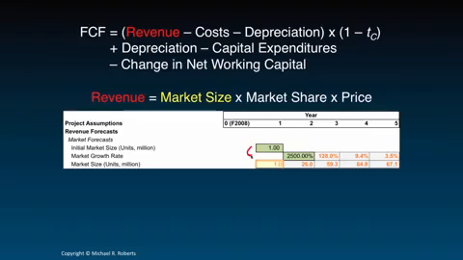I can use these two assumptions about the market to compute a market size in terms of millions of units. Just 1 million in the first year. That's going to grow by 2,500%, 128, 9.4, 3.5. So that's my forecast for the size of the tablet market.